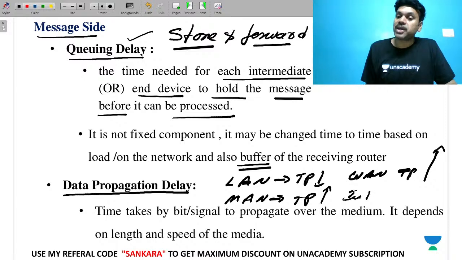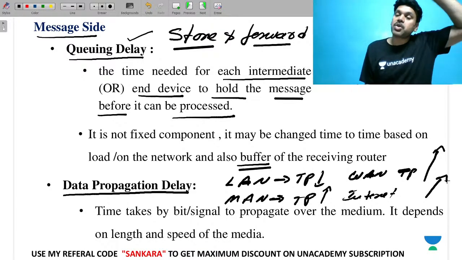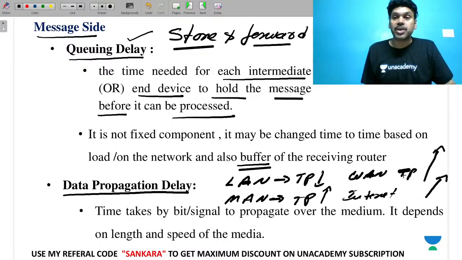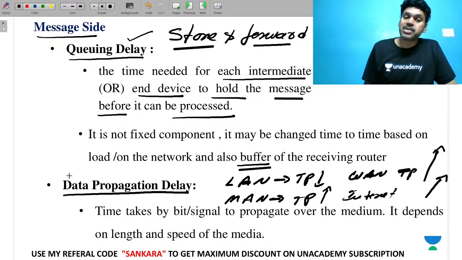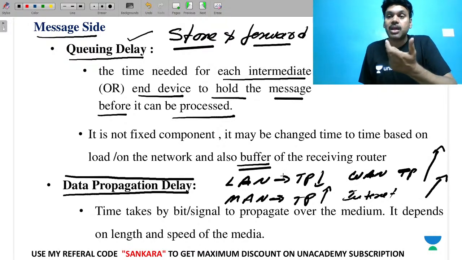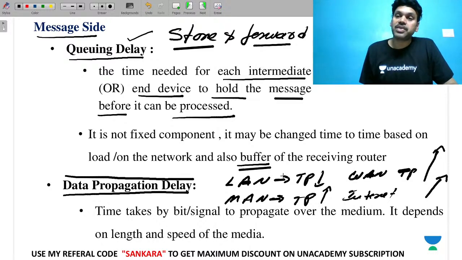When you are talking about the internet, then your propagation time is too high. When you are talking about satellite, you are going to see double the time to make a physical journey from one particular point to another particular point. That's why, my dear friends, data propagation delay mainly depends upon how much distance you are traversing and the speed or velocity of your medium.